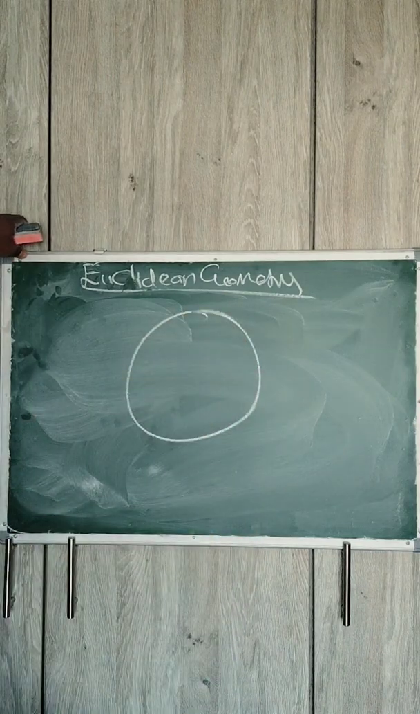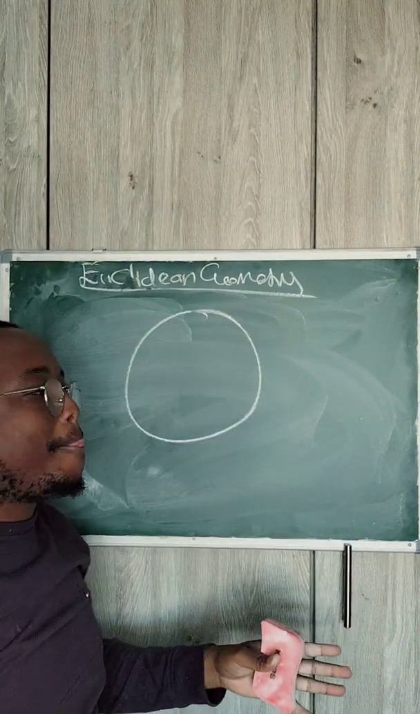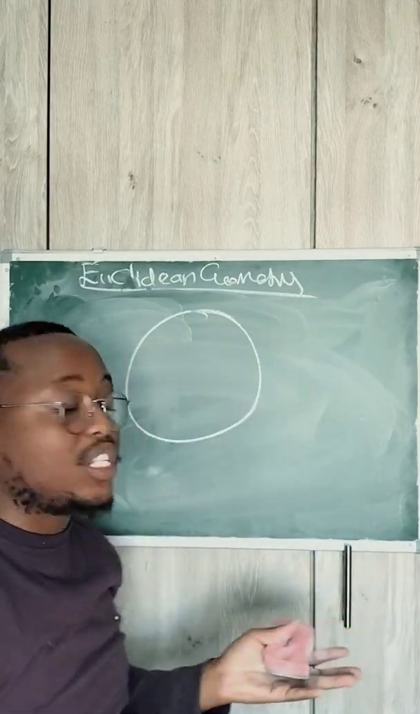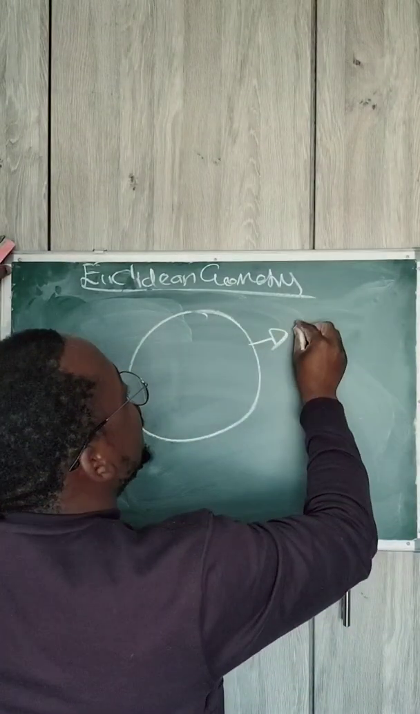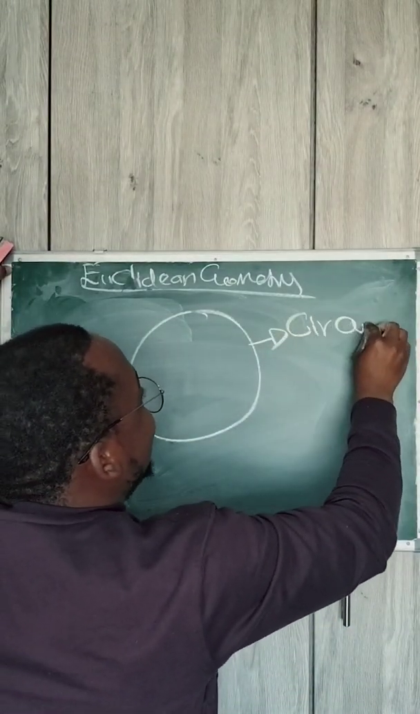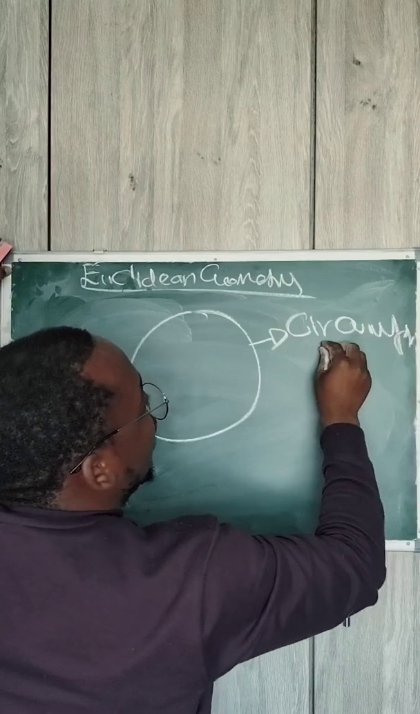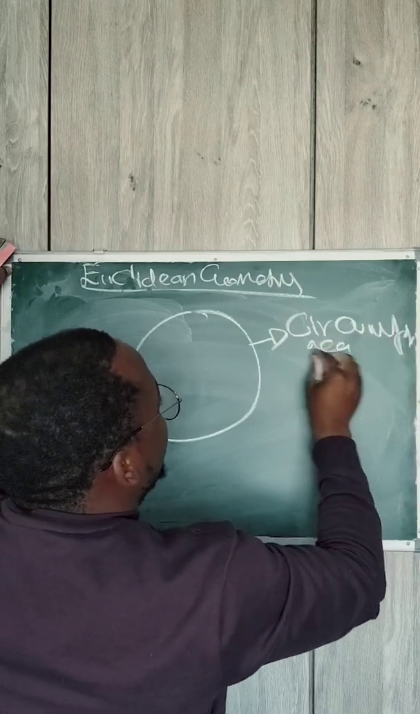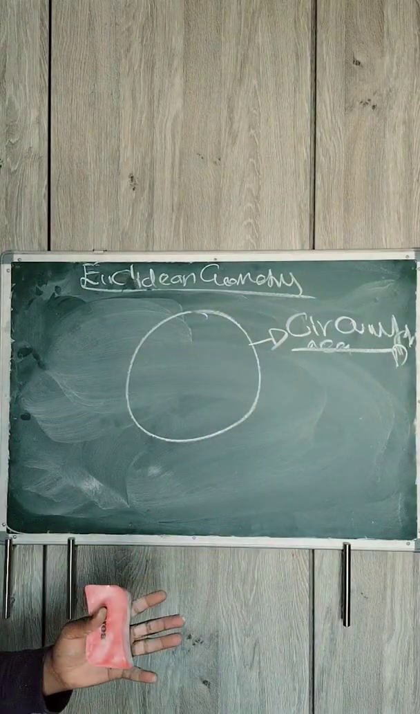We have a circle, okay? The boundary of a circle, or the perimeter of a circle, is referred to as a circumference. It is a circumference, okay? This would be called a circumference.